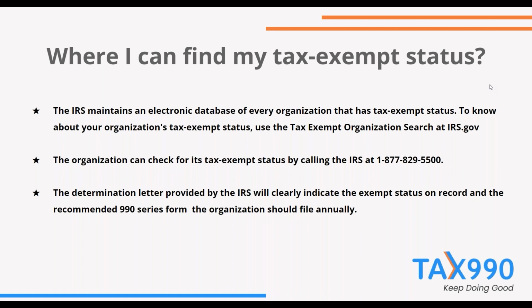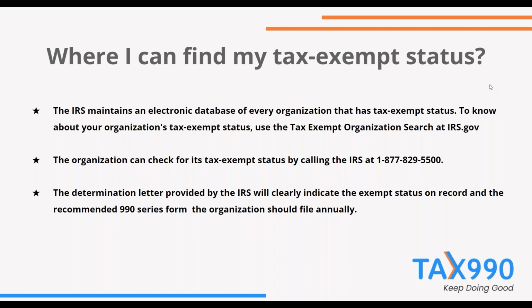So as mentioned in a previous slide, an organization should keep the records of the determination letter provided by the IRS. The determination letter will clearly indicate the exempt status on record and the recommended 990 series form the organization should file annually. If your organization does not have a copy of the determination letter, call the IRS or use the IRS database to find that information.